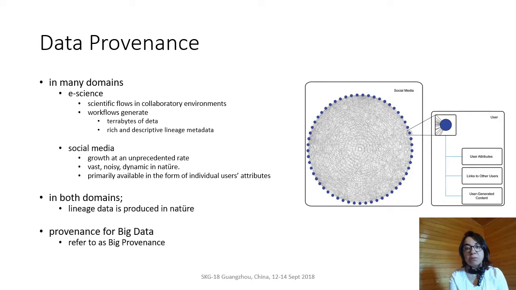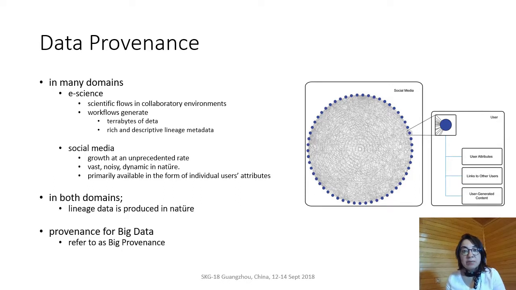We have witnessed social media growth at an unpredictable rate in the last few years. Characteristics of social media make possible various nefarious activities that could hinder its potential growth. Social media gives users an easy-to-use way to communicate and network with each other on an unpredictable scale and at rates unseen in traditional media. Social media is largely user-generated, vast, noisy, distributed, unstructured, and dynamic in nature. It is primarily available in the form of individual users' attributes.